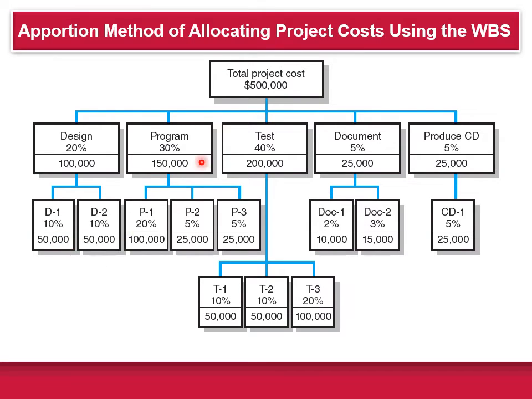So it's very easy to break the project down using the WBS and associating the cost with each of the levels, level 1, 2, 3, and so on. And so you can actually break down this total cost into smaller and smaller pieces.